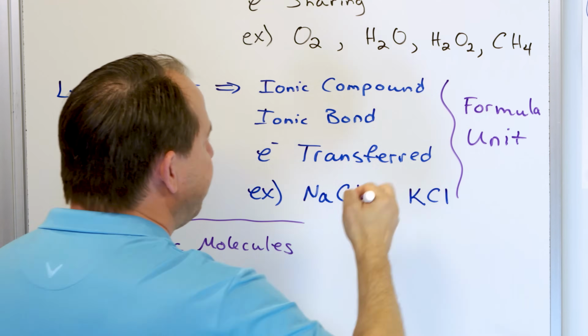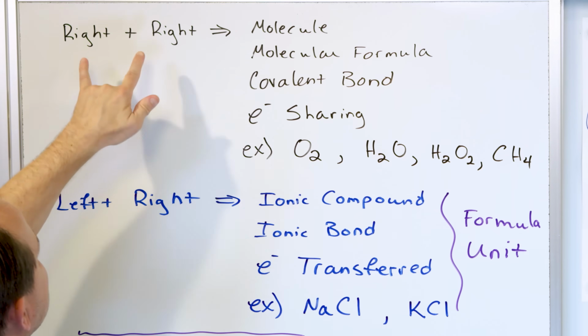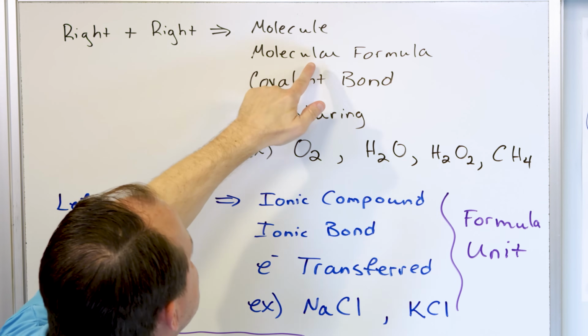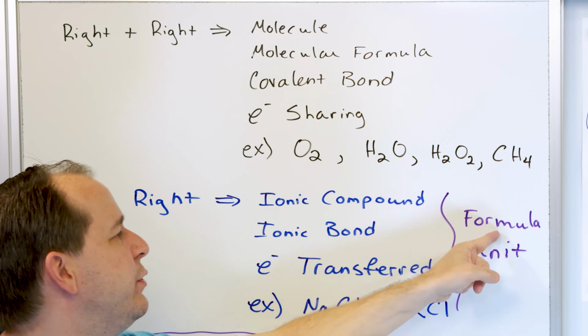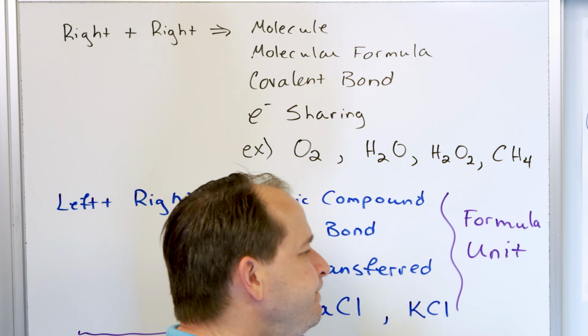I didn't want to write that first because then you would get confused. When it's a right atom plus a right atom, we call it a molecular formula because it's a molecule. When it's left plus right, we call it a formula unit, which is the lowest whole number ratio.